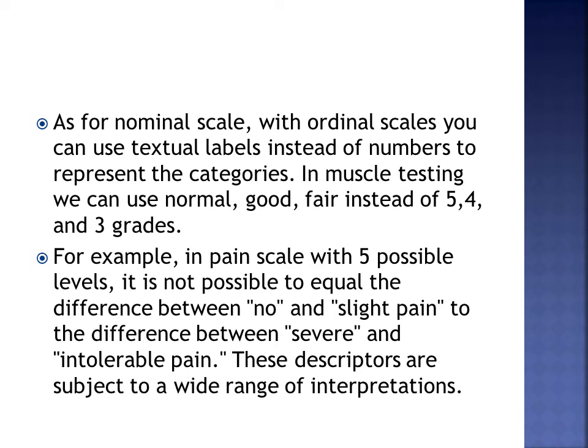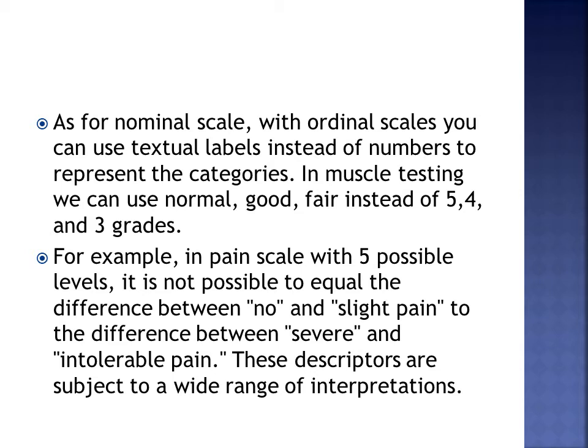As with the nominal scale, with ordinal scales you can use textual labels instead of numbers to represent the categories. In muscle testing, we can use normal, good, fair, instead of grades 5, 4, and 3. As you can see, the difference between the nominal and the ordinal is that in the nominal we use names, while in the ordinal we use names but in order.